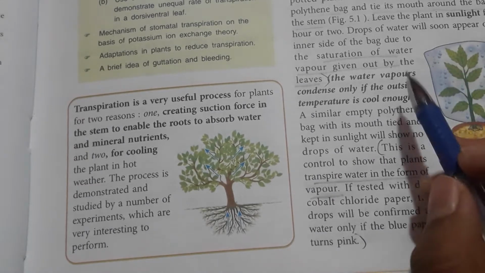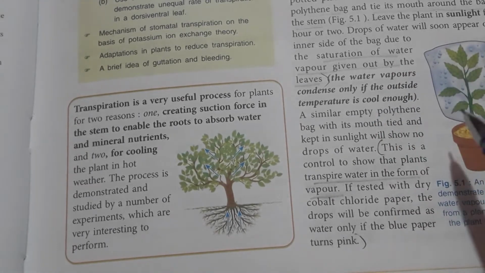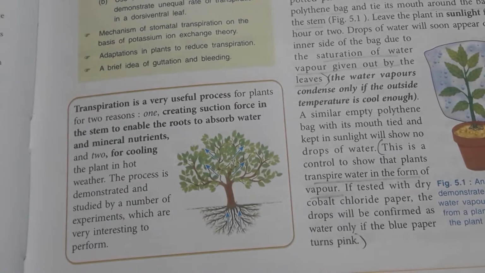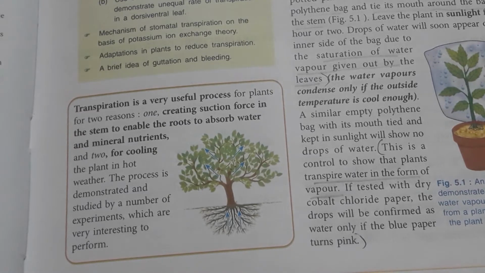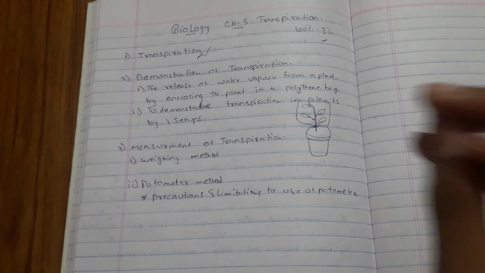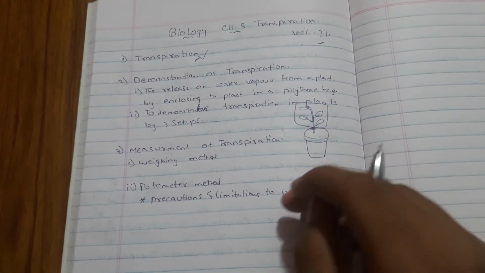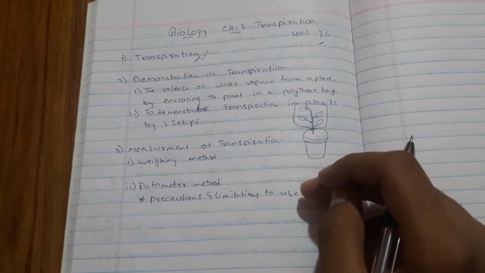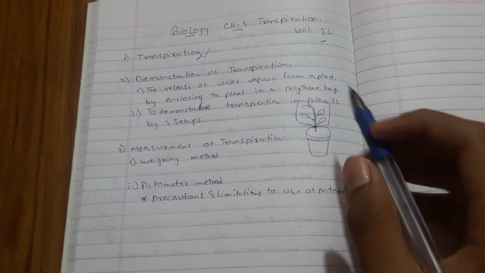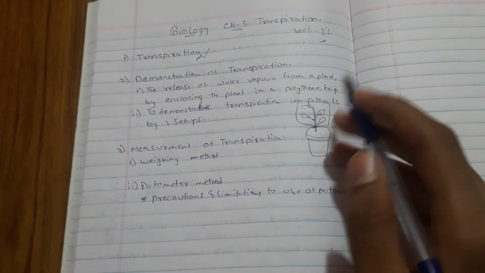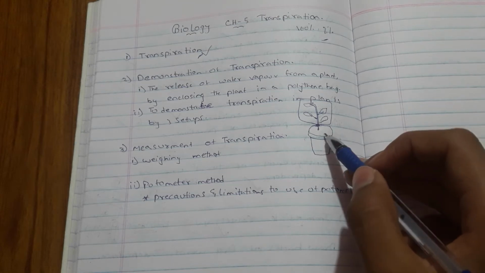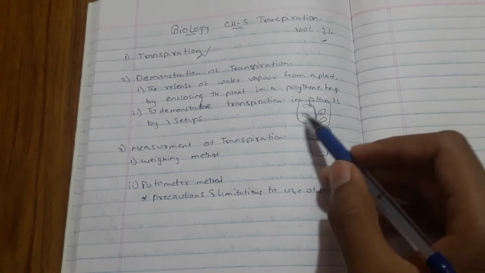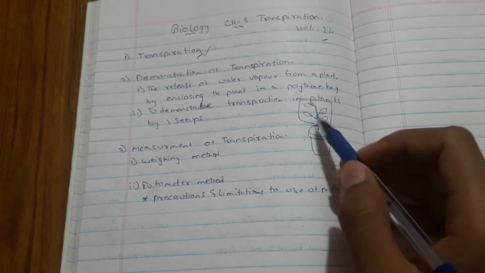To demonstrate transpiration, there are two experiments. The first one is an experiment to demonstrate the release of water vapor from a plant by enclosing the plant in a polythene bag. Now we will discuss it. So experiment one helps us to demonstrate transpiration in a plant. For the first experiment, the things we need are a well watered potted plant with broad leaves and a polythene bag.